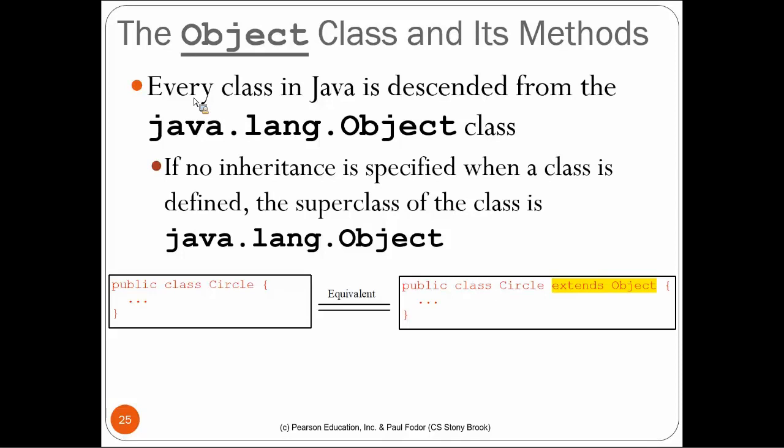So the Object class, or java.lang.Object, is the superclass of all classes that do not have directly a superclass. Every class in Java is a descendant of the java.lang.Object class. In fact, if no inheritance is specified when a class is defined, by default, the superclass of the current class is java.lang.Object. That means that if we define public class Circle and we don't extend any other superclass, that is equivalent with public class Circle extends Object. So any class that does not have an explicit superclass extends the class Object by default.